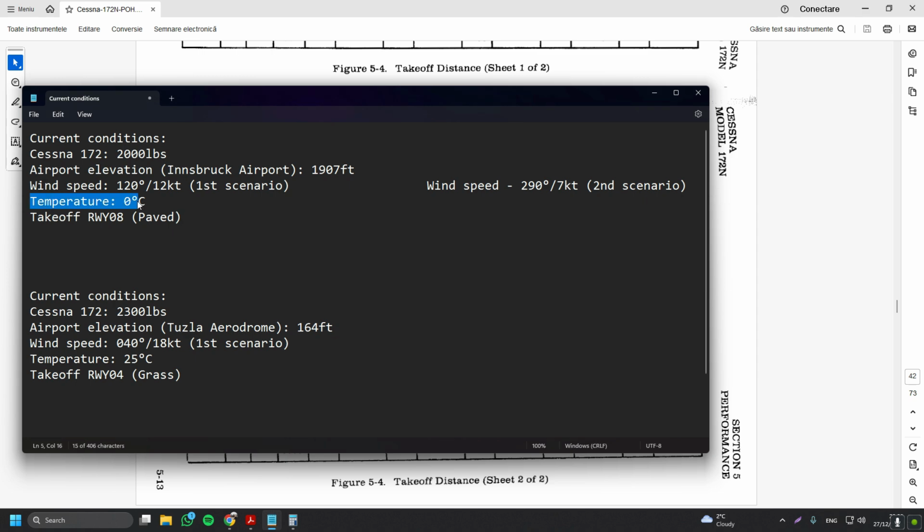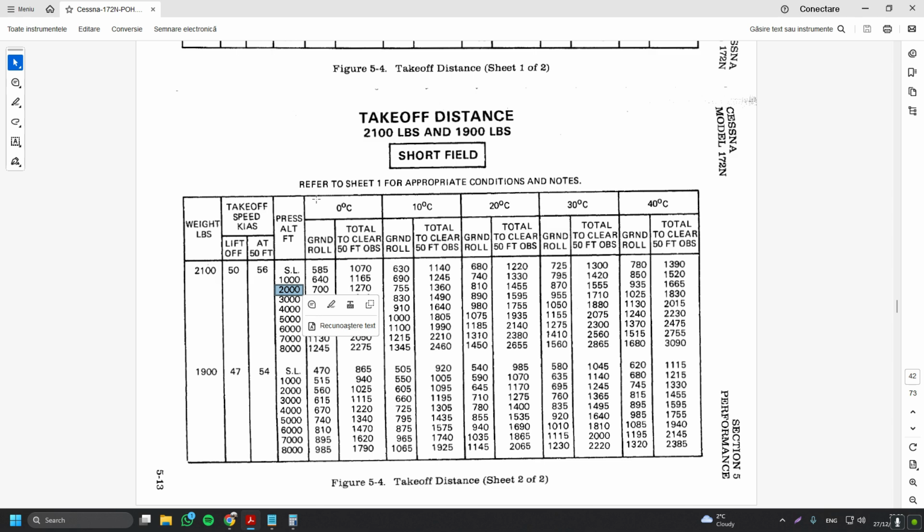The temperature is 0 degrees Celsius. This one right here is the column for 0 degrees Celsius. If it was 40 degrees Celsius outside, but in Innsbruck, I don't really know, you cannot get those temperatures. But if it was that high a temperature, you should look at this column. Okay, but 0 degrees Celsius are the current conditions. So we'll look at this part of the table. At 2,000 feet elevation, if we cross-check here, the ground roll is 700 feet.